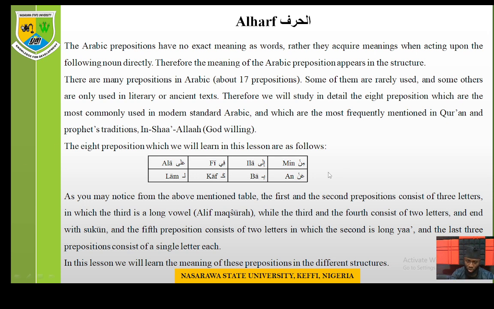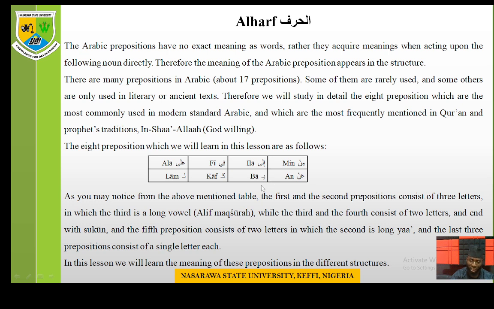In this table, we have min, which refers to what? From. We have ila, which is to. We have fi, which is in something. We have ala, on top of something. We have an, which is from, or away from, or excluding. All these meanings are under an. We have bi, which is with. We use it like to say, he writes with a pen, yaktubu bil qalam.